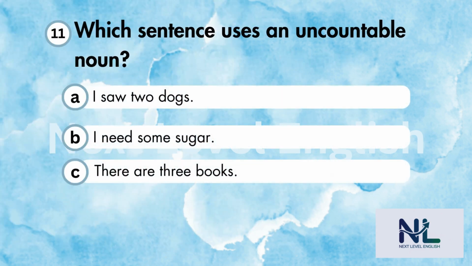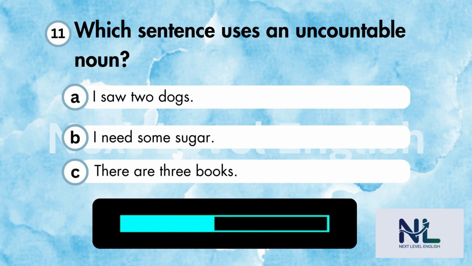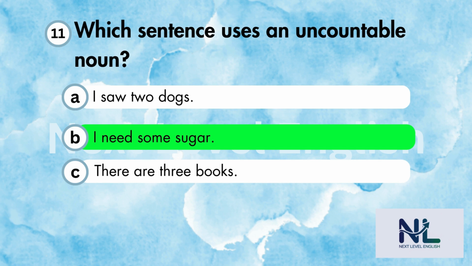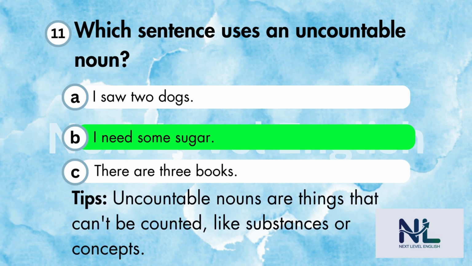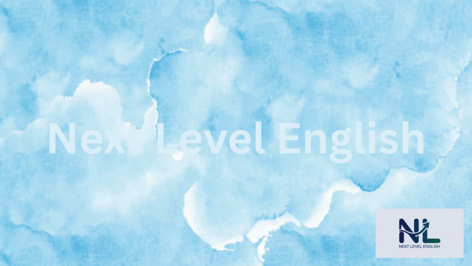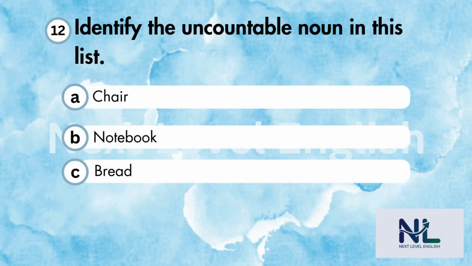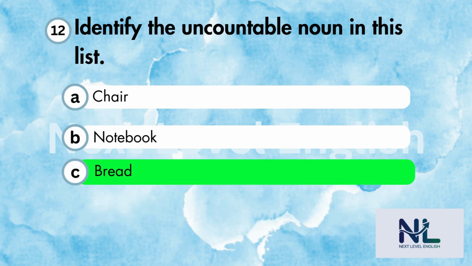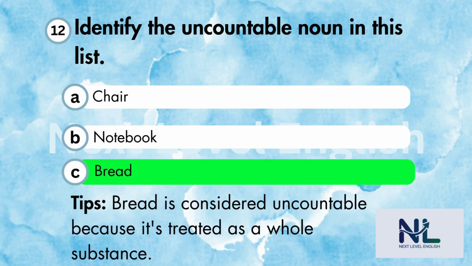11. Which sentence uses an uncountable noun? I need some sugar. Tips: uncountable nouns are things that can't be counted, like substances or concepts. 12. Identify the uncountable noun in this list. Bread. Tips: bread is considered uncountable because it's treated as a whole substance.